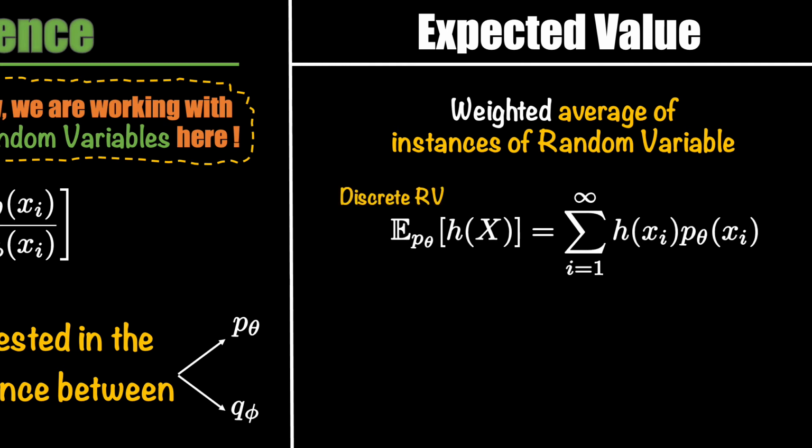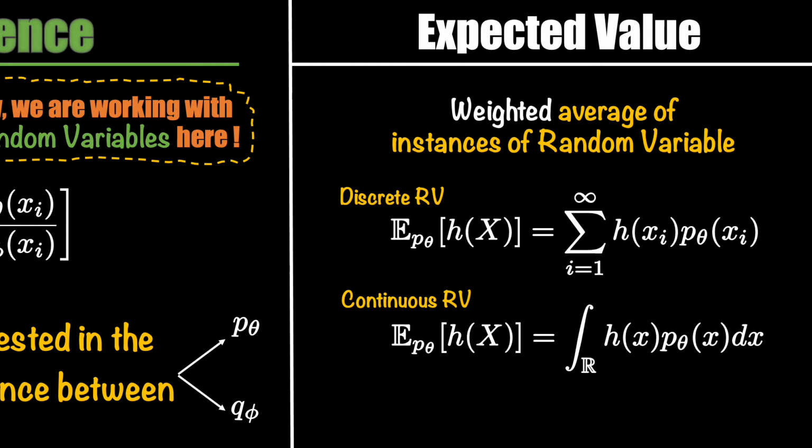So far we have seen expected value for discrete random variables. This is how you would do it for a continuous random variable. The difference here is that our summation has been replaced by an integral.